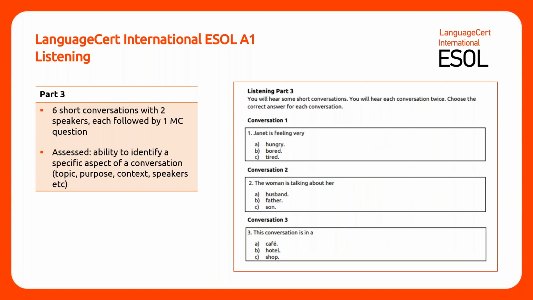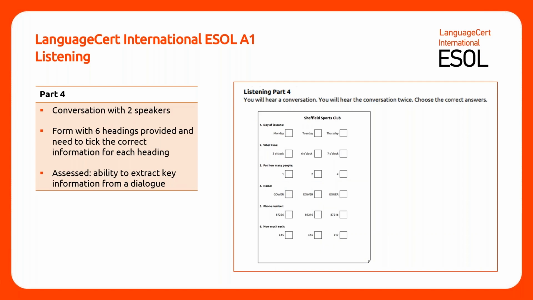Part 3 requires candidates to listen to 6 short conversations with 2 speakers, each followed by one multiple-choice question. Here, candidates need to identify a specific aspect of each conversation, such as the topic, purpose, context, speakers.